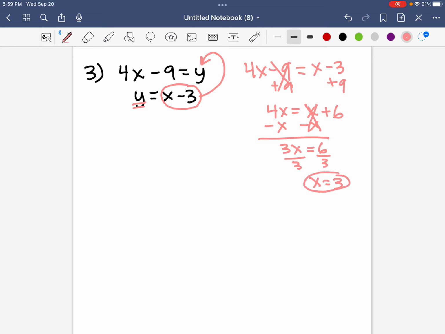Now I'm going to take this x equals 3 and plug it into that equation. And this one does have an x. So I'm going to get y is equal to 3 minus 3. I plug in the 3 for x, which gives me 0. Which means that my solution to this system of equations is 3 because that's my x coordinate, 0 because that's my y coordinate. And that's the final answer.